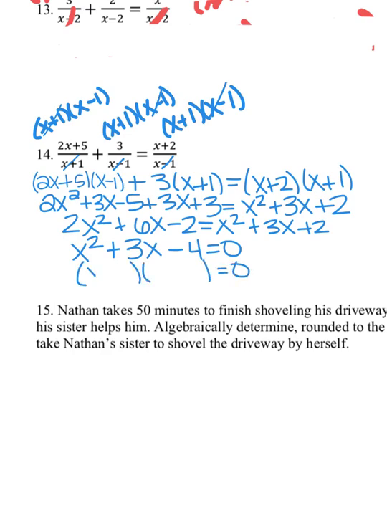I factor it. It turns into x plus 4 times x minus 1, which gives me x equals negative 4 and x equals positive 1. But again, when you plug 1 into the denominator, 1 minus 1 is 0. This gets rejected. Only answer to 14 is x equals negative 4.